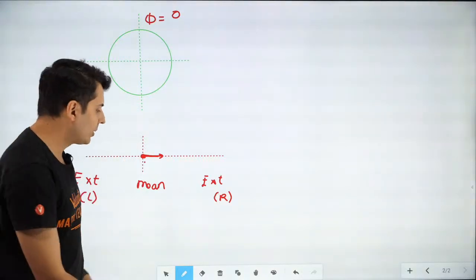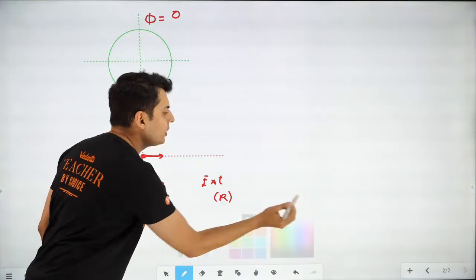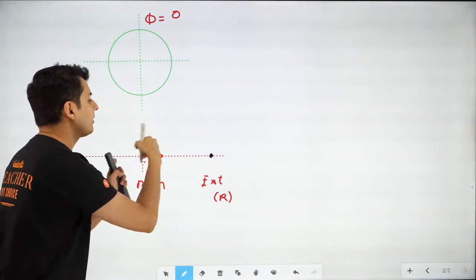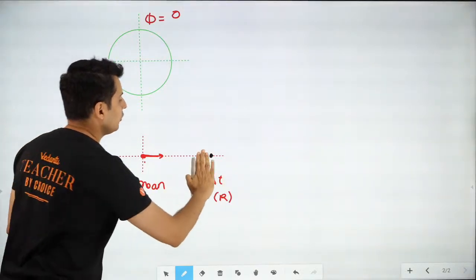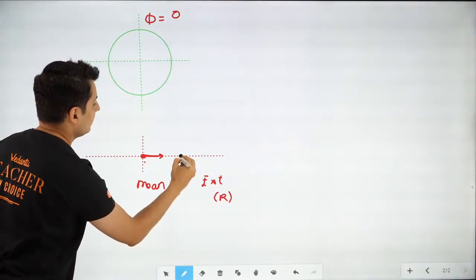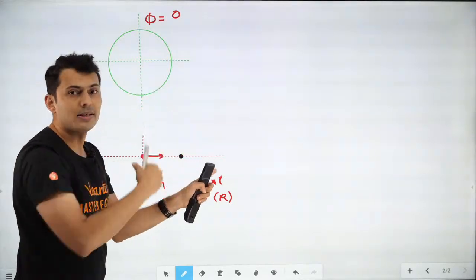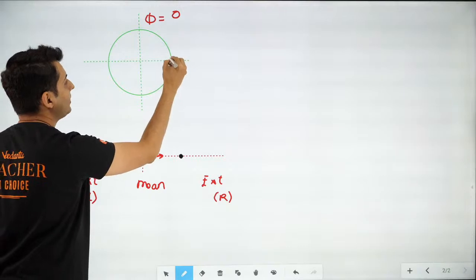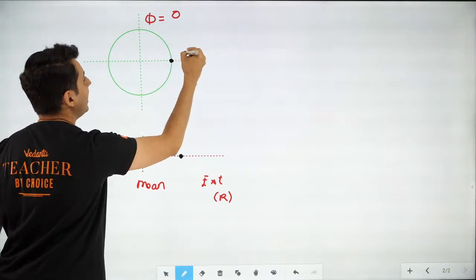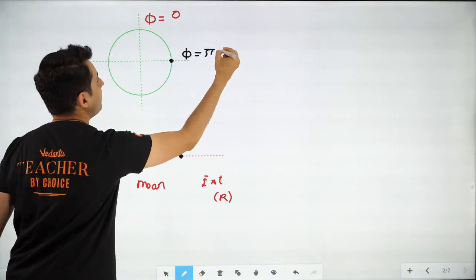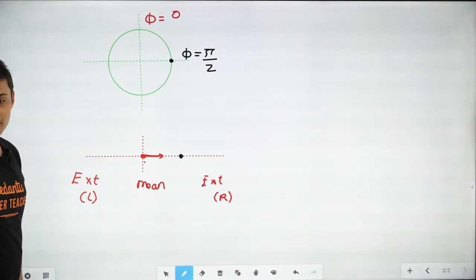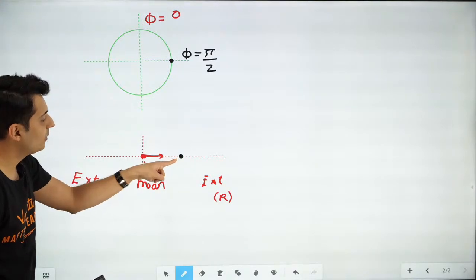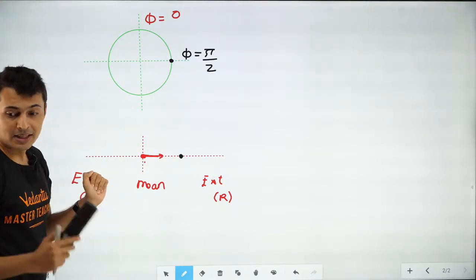Similarly, think about it. If you open your eyes and you find that the particle is at the rightmost extreme at time 0, where will that particle be? The particle on the circular path should be over here, and here the phi value will be how much? Pi by 2, 90 degrees. So the shadow will fall exactly over here when it is at the right extreme.